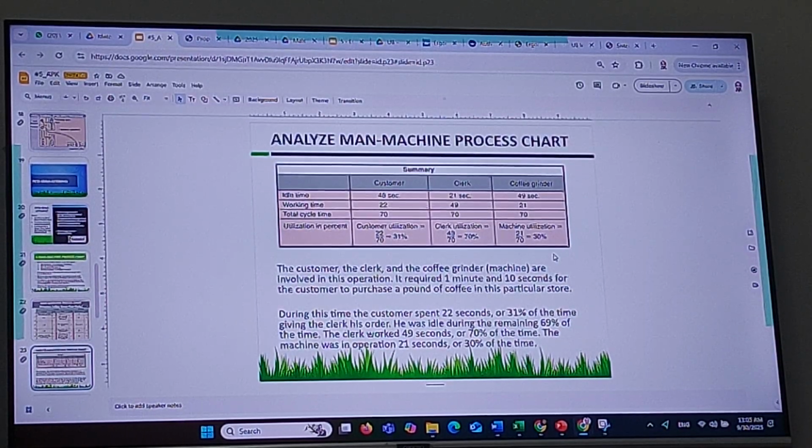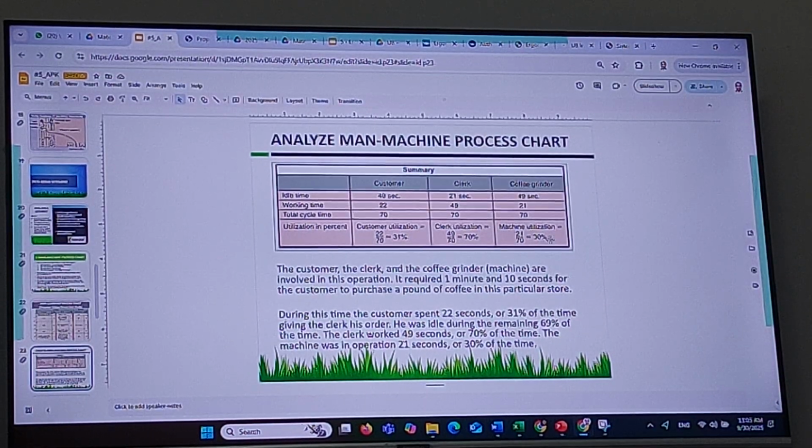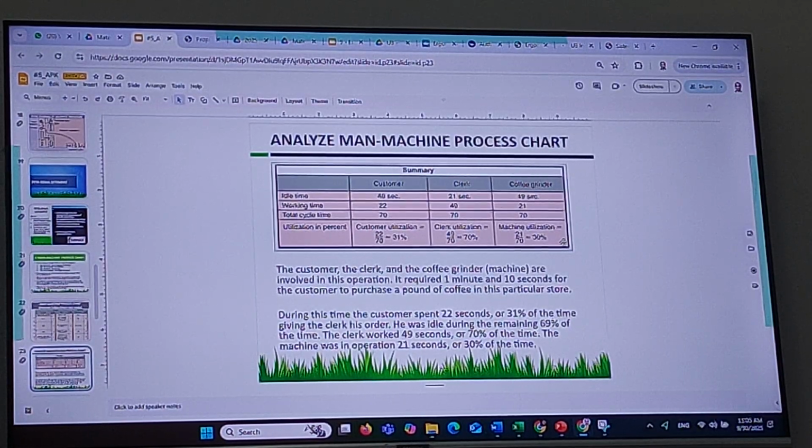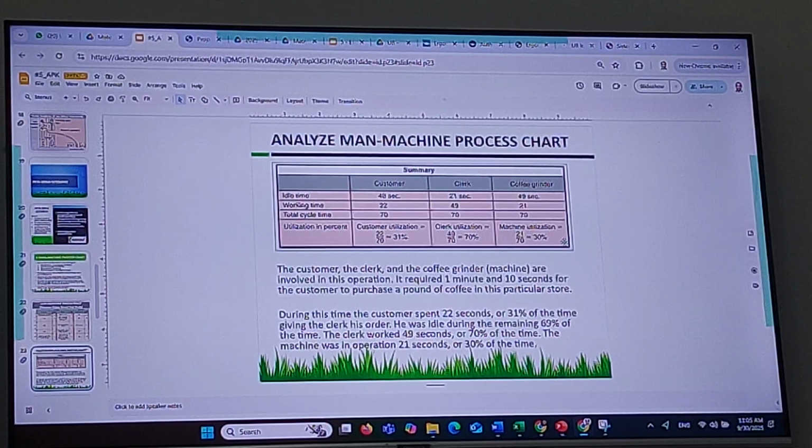Yeah, it is possible. Why? Because the total utilization for the machine is only 30%. So to serve one coffee, at that time, we only need 30% of the available time. That's why we still have 70%.